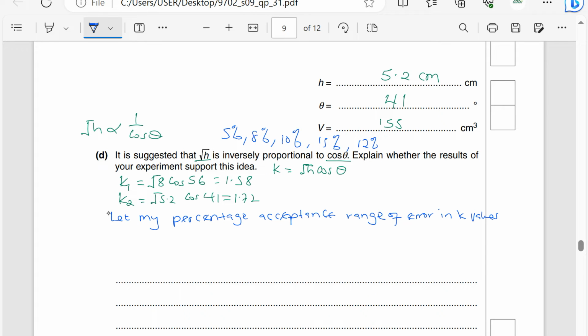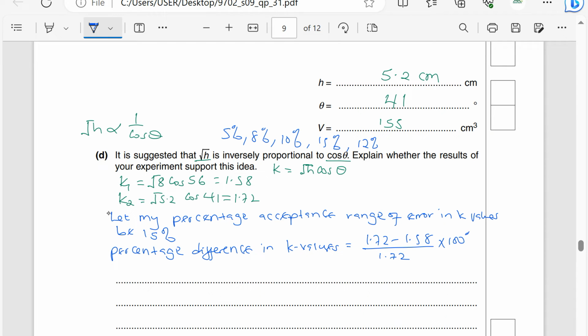Let my percentage acceptance range of error in k values be, maybe I will say 15%. So I'm going to check if the percentage difference in k values is less than 15%. Percentage difference in k values equals the highest, 1.72, minus the lowest, 1.58. My students always prefer to divide by the highest, so divide by 1.72, then times 100. You can divide by the average, no problem. So this will be a percentage.